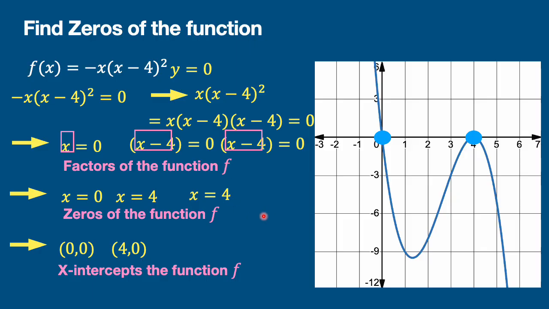Can you notice something here, guys? How many x equals 4? X equals 4 appears twice. What's the behavior here? They're a little different. X equals 4, x equals 0. How many x equals 0? Just 1. How many x equals 4? That's 2. They show different behavior.